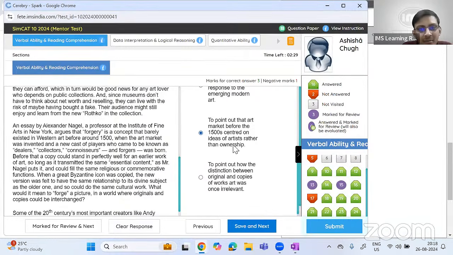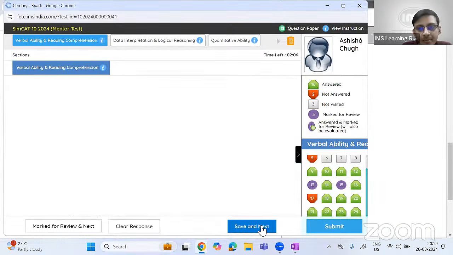I think the third one seems to be broader. It is including this point that distinction was irrelevant because ideas matter more. Okay, but it is also bringing in ownership. Do I have that? Okay, all of these dealers and all. Okay, I'll go with the third one.